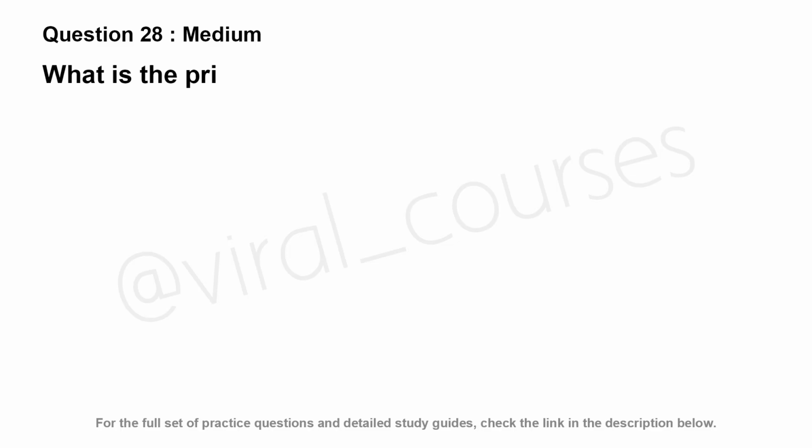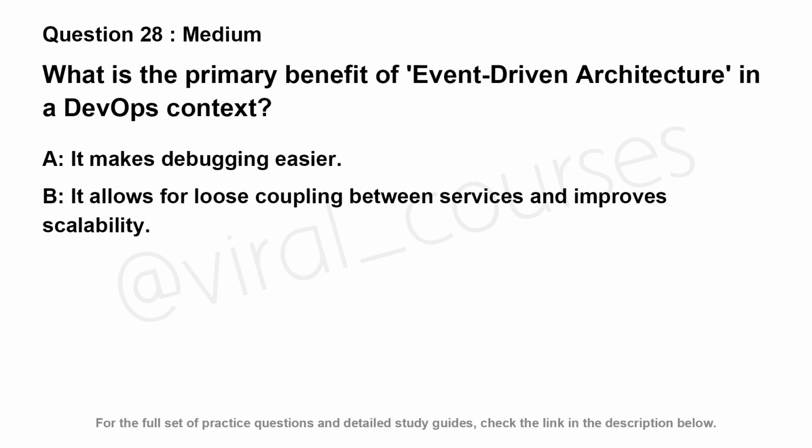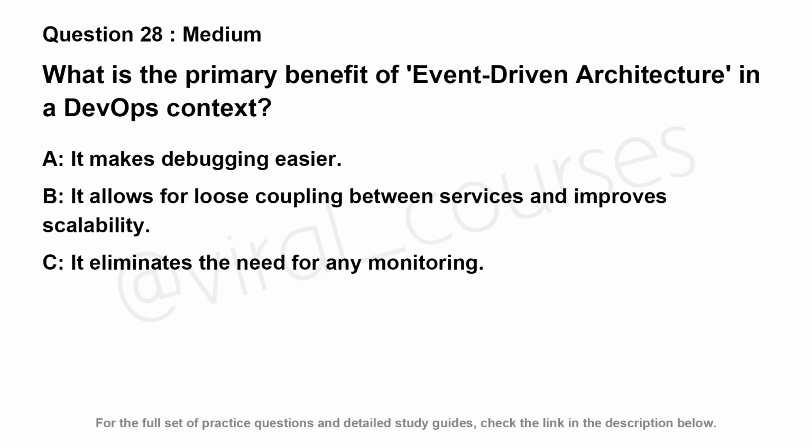What is the primary benefit of event-driven architecture in a DevOps context? Option A. It makes debugging easier. Option B. It allows for loose coupling between services and improves scalability. Option C. It eliminates the need for any monitoring. Option D. It makes the code run 10x faster.